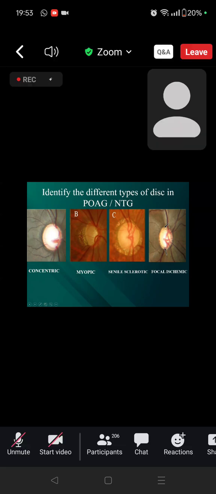And the third one you can see is a moth-eaten appearance of the disc. There are some pigmentary changes and a shallow cupping, which indicates the senile sclerotic disc. And in the fourth one, you can see the arrow marks, there is notching. This is a sectoral RNFL loss, and there is a notching.